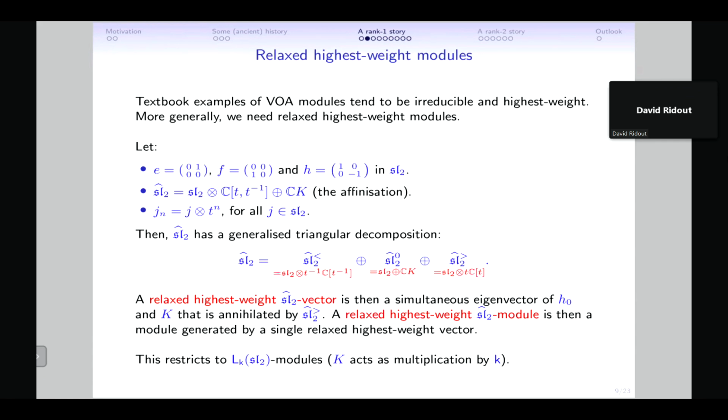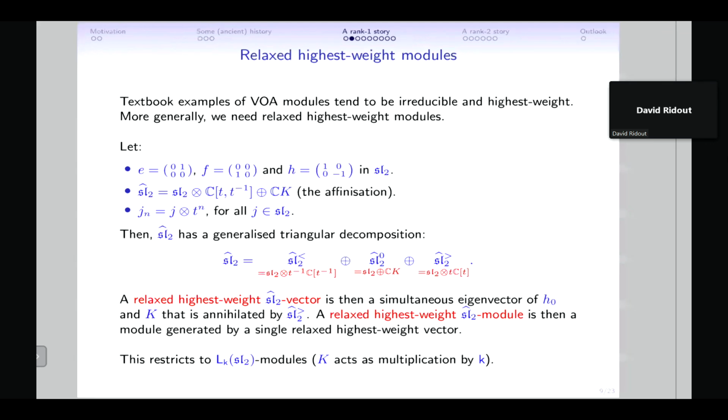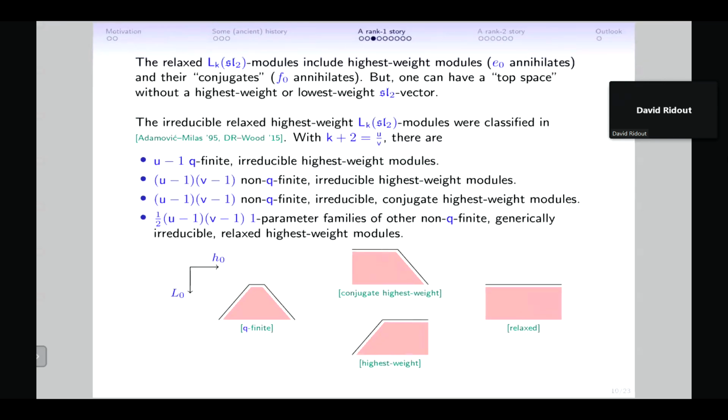Okay, now once we know how this works for the affine algebra, we can restrict this to the affine VOAs. And of course, modules over an affine VOA, L_k(sl2), means the central element is just k times the identity, the level times the identity. All right, so I've drawn a few pictures at the bottom here, which are little cartoons just to get a sense for what type of things one can have in the relaxed sphere.